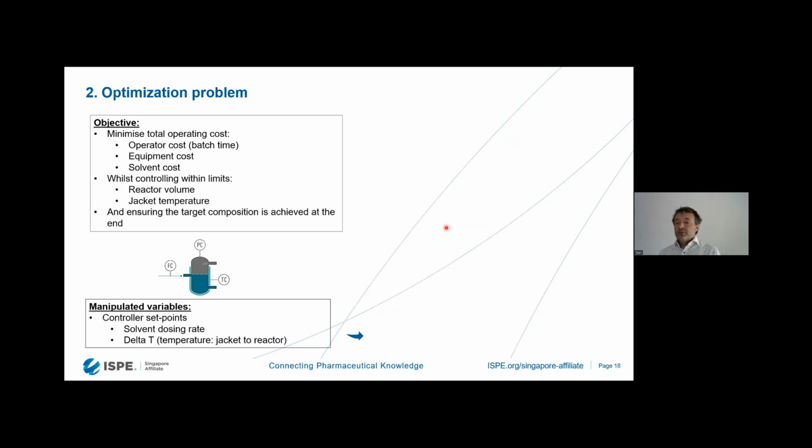The second was to configure the optimization problem. As I mentioned before, we are very flexible, so the operator can choose at the beginning of the batch which particular combination of operating costs, equipment costs, solvent costs that they want to use to make sure that it is optimal from the perspective of the business, and that may change, of course, from one day to the next.